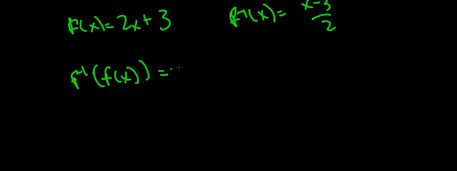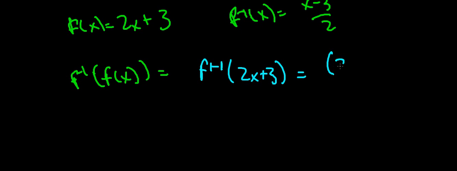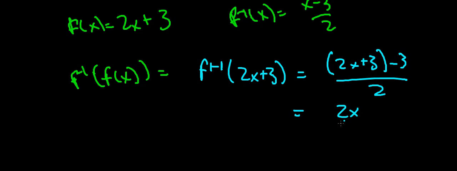So let's do a composite function and see what happens. So f of x is 2x plus 3. So what I'm going to do is I'm going to, inside of f inverse, I'm going to put in 2x plus 3. And this is going to be equal to 2x plus 3 minus 3 over 2. So 2x plus 3 minus 3, that's 2x. So this is going to be equal to 2x over 2. And then all I'm left with is x.